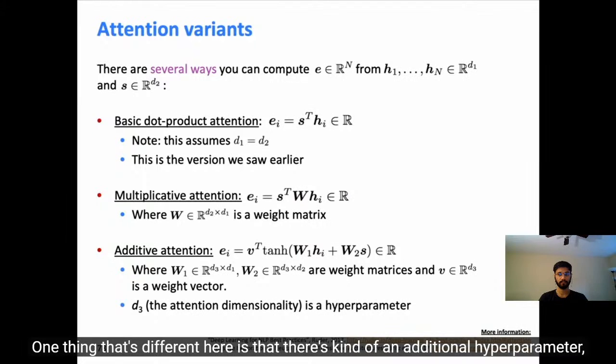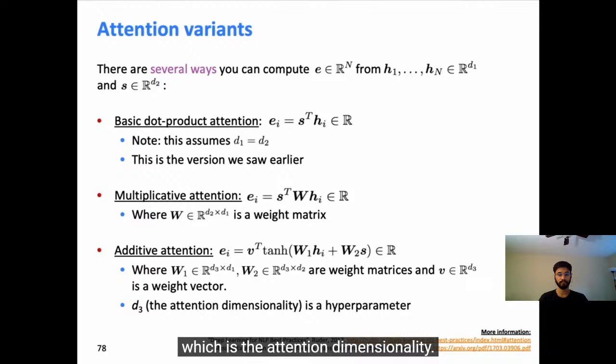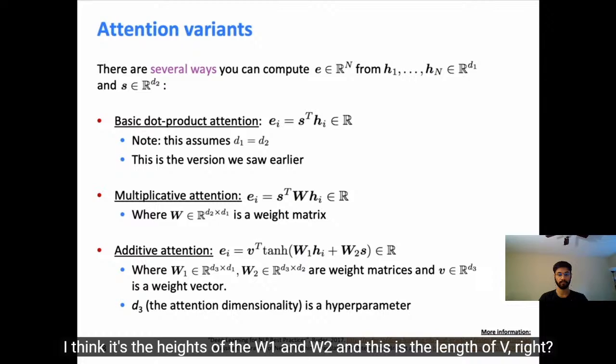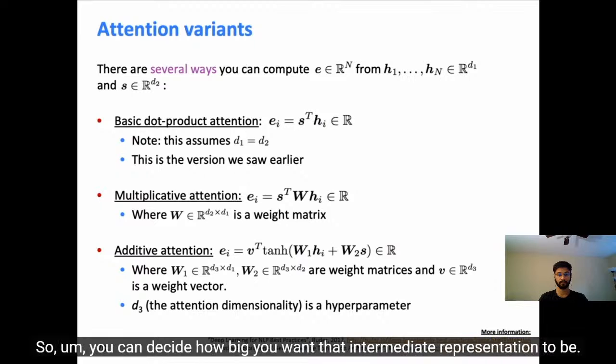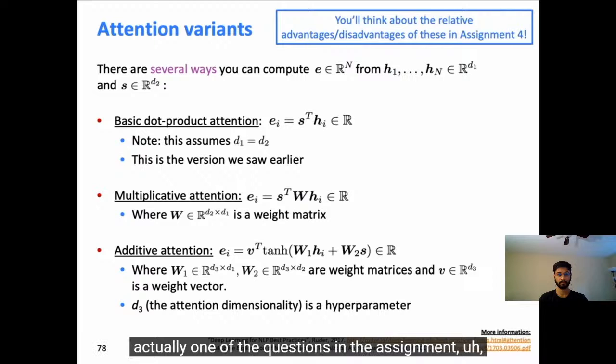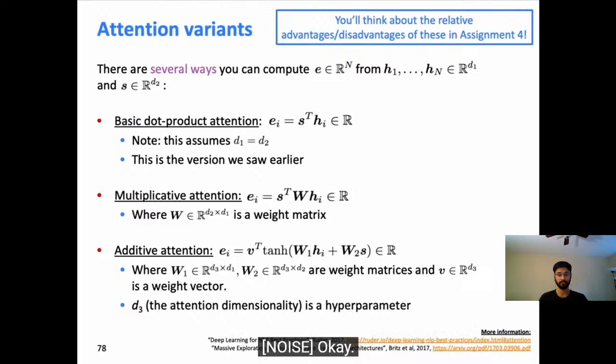One thing that's different here is that there's an additional hyperparameter, which is the attention dimensionality. I think it's the height of the W1 and W2, and it's the length of V, right? You can choose what size that dimension is. It's kind of like a hidden layer in the computation, so you can decide how big you want that intermediate representation to be. I'm not going to tell you any more about that because that's actually one of the questions in assignment 4, to think about the relative advantages and disadvantages of these models.